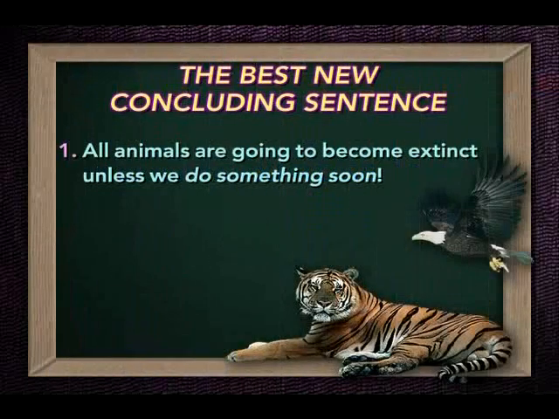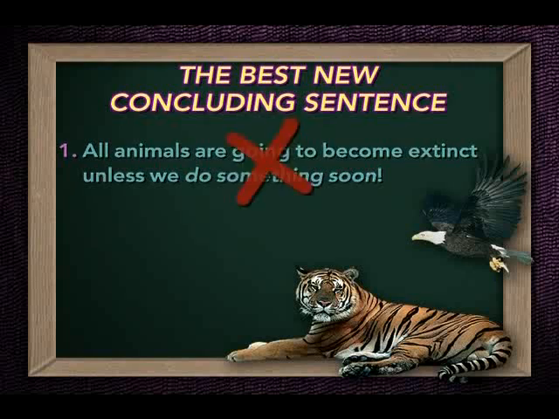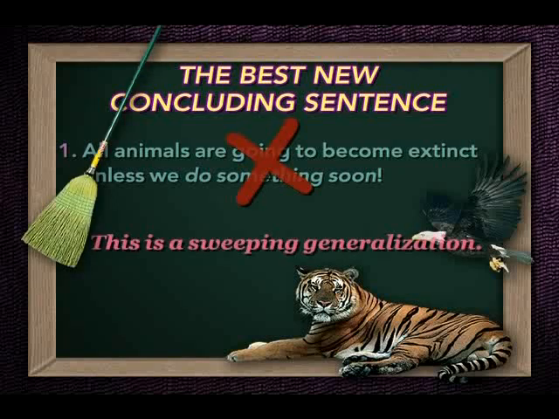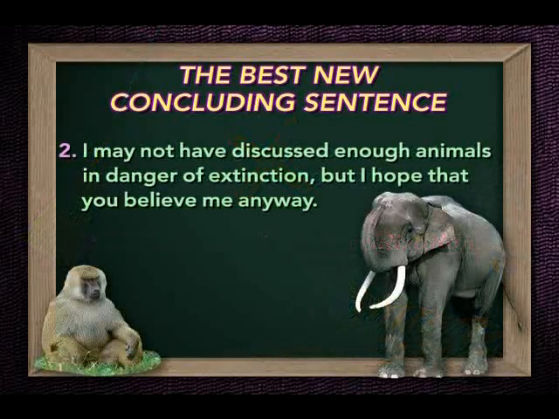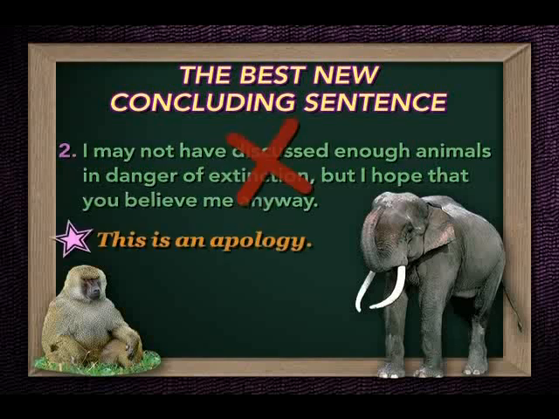"All animals are going to become extinct unless we do something soon." Well, all animals are not going to become extinct. Some may be endangered. Some may be actually becoming extinct, but not all animals. So this is a sweeping generalization. You don't want to do that because this is not true. Number 2, "I may not have discussed enough animals in danger of extinction, but I hope that you believe me anyway." Well, this is an apology. You don't want to apologize for what you've done because that makes your reader think that you really haven't accomplished very much in your paragraph.